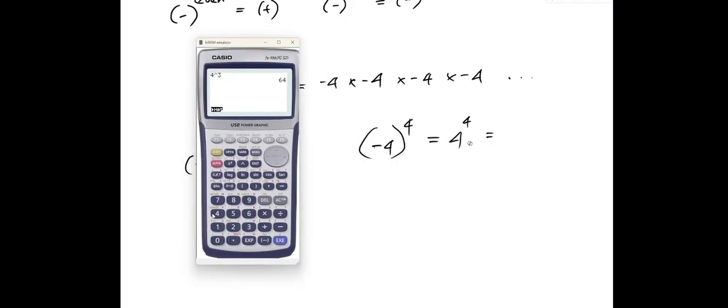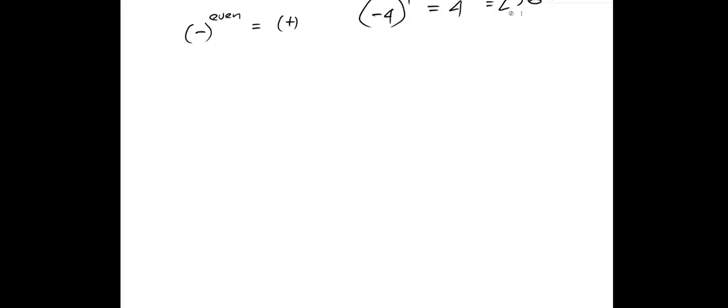which is, grab the calculator, 4 to the power of 4, 256, and just to prove that it's the same, negative 4 to the power of 4, 256, positive 256. Alright.